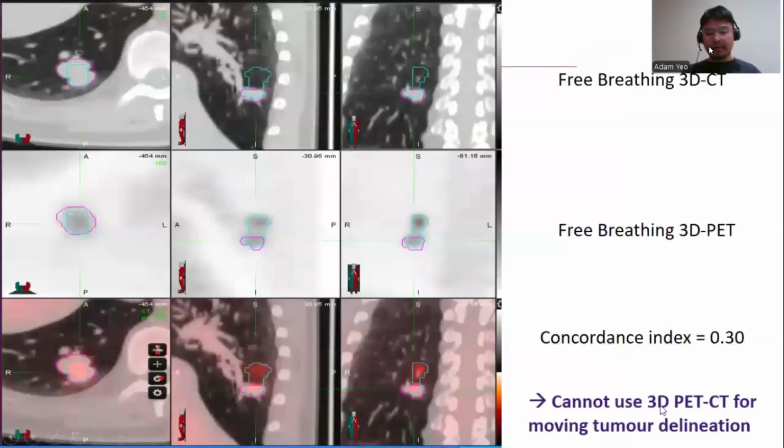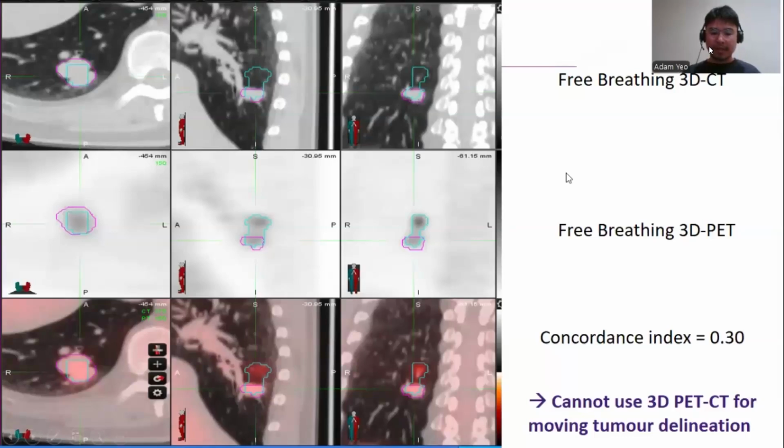Another message here: often the misnomer is that 3D PET-CT can be used, which is true for non-moving lesions such as head and neck or the brain. But 3D PET-CT cannot be used for moving tumor target delineation. The issue is with the PET acquisition, which takes on the order of minutes, so it is inherently quite robust in capturing the tumor excursion for the high activities. But the issue is the 3D CT, which takes about 10 seconds or less, a snapshot of our breathing cycle for the tumor anatomy excursion, so it won't be matched well to the PET.